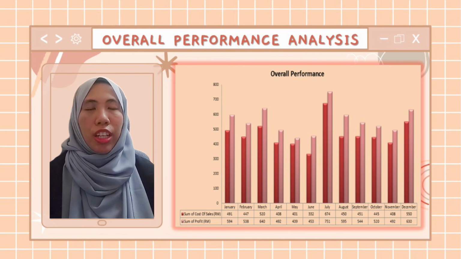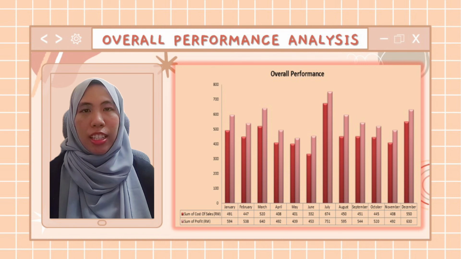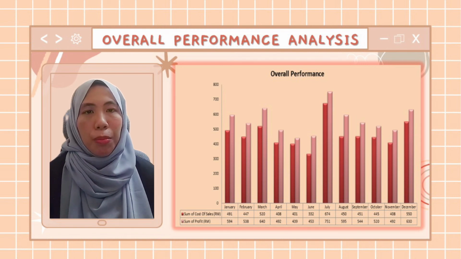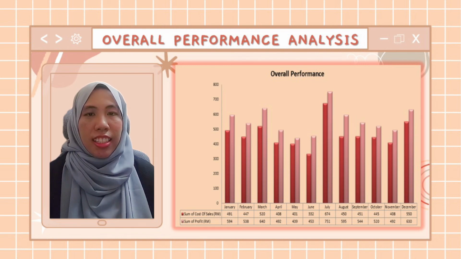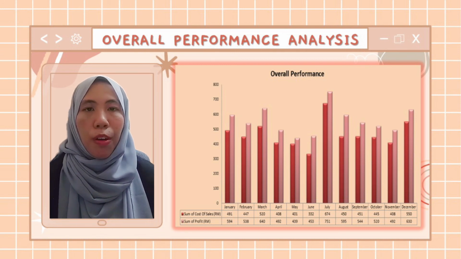So now I will explain the overall performance analysis. In the slide, as we can see, there is an overall performance analysis chart. Under the chart, we can see the table of sum of cost of sale and sum of profit by month.